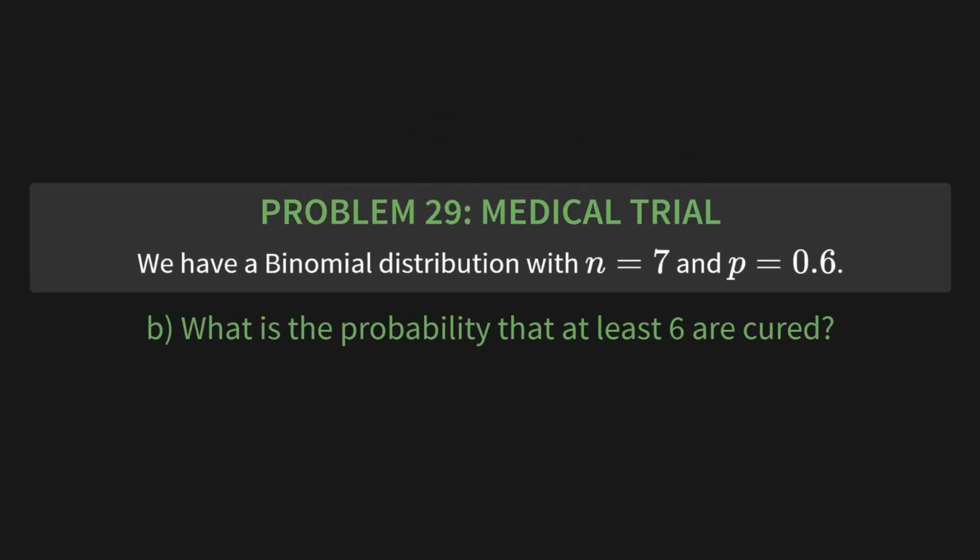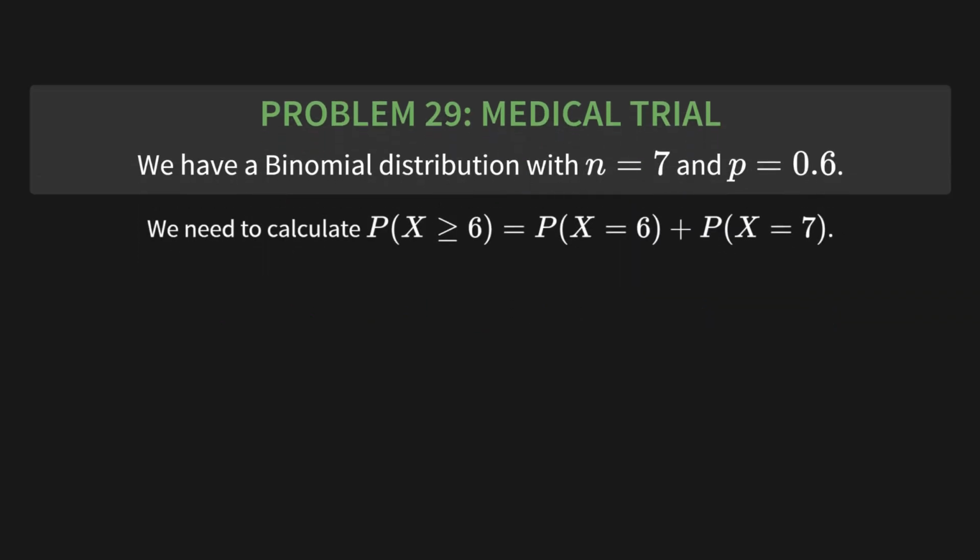Now for the application, Part B. We have a binomial distribution with n equals 7 and p equals 0.6. What is the probability that at least 6 are cured? At least 6 means we need to find the probability of exactly 6 being cured and the probability of exactly 7 being cured, and then add them together. So we need to calculate P of X greater than or equal to 6, which equals P of X equals 6 plus P of X equals 7.